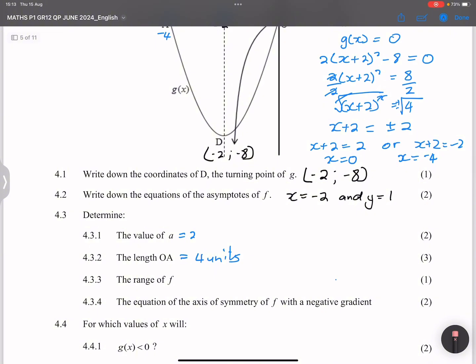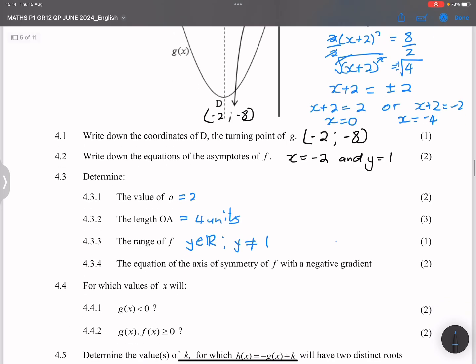But so y is an element of the real numbers, right? Remember, when we say real numbers, we mean it is from negative infinity to infinity. However, y cannot be equal to 1. All right, so please keep that in mind. That's the only place where the graph doesn't exist vertically.